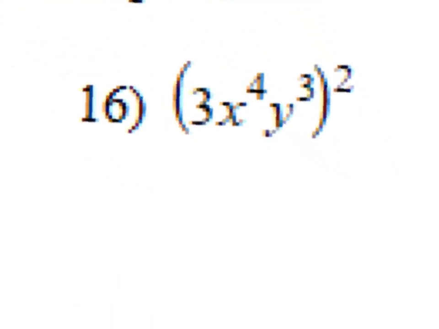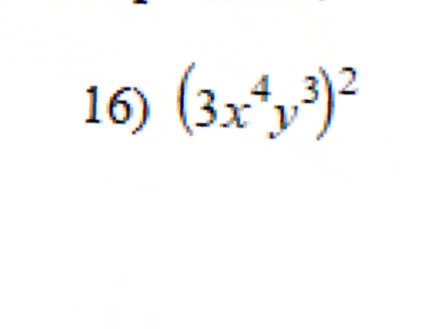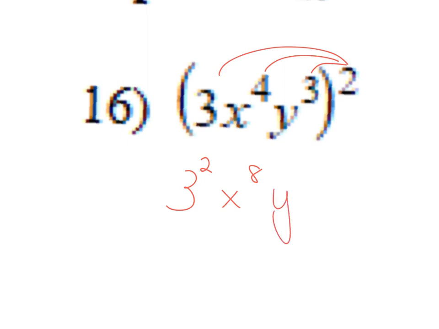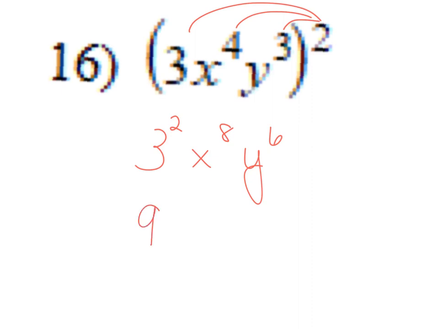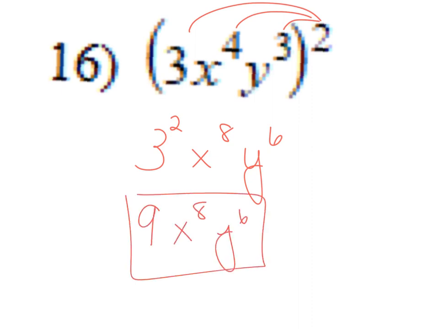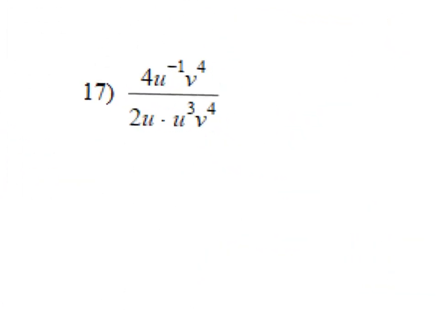Okay, 16, we're going to go ahead and drop that 2 in, right? But make sure we drop it into all 3 parts. So I've got 3 squared, x to the 8th. Remember, when we drop it in, we multiply. And then y to the 6th. Now go ahead and call 3 squared 9. x to the 8th, y to the 6th. And that's your answer.